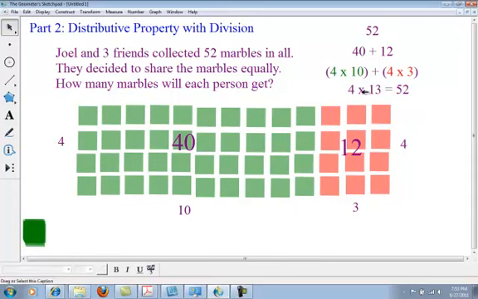I can use what I know about the relationship between multiplication and division, and I can then say that since 4 times 13 is 52, that 52 divided by 4 must be 13. This is one way to use the distributive property and multiplication to figure out the answer to a division problem. Now it's time for you to do some practice on your own.